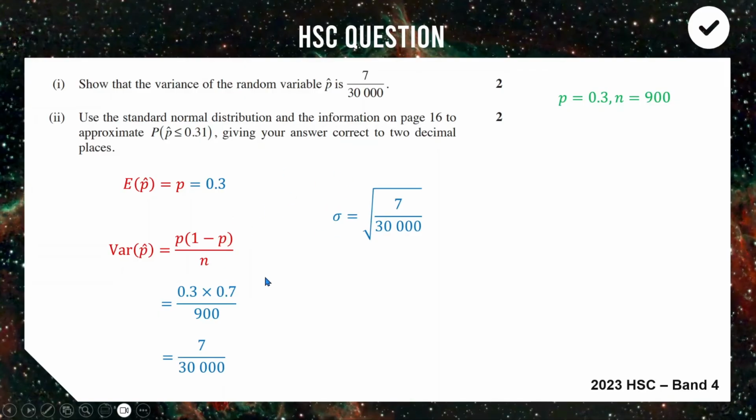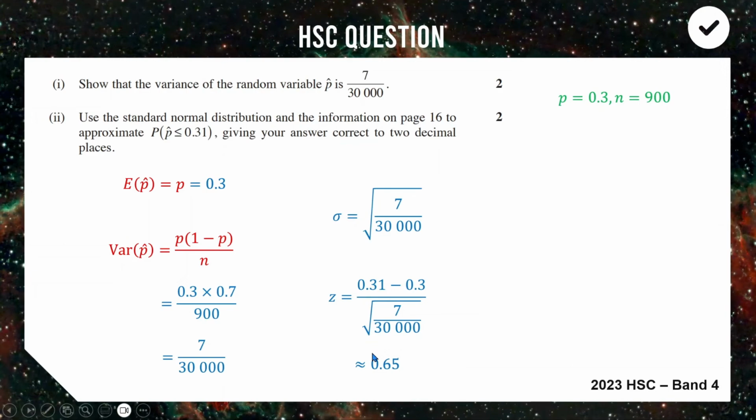Before we do that, we're just going to make a note that our standard deviation is once again the square root of our variance. And now we can dive into our z-score formula, doing our original score, which is 0.31, subtracting the mean of 0.3, which is p, and dividing by the standard deviation. This calculation gives us a z-score of approximately equal to 0.65.